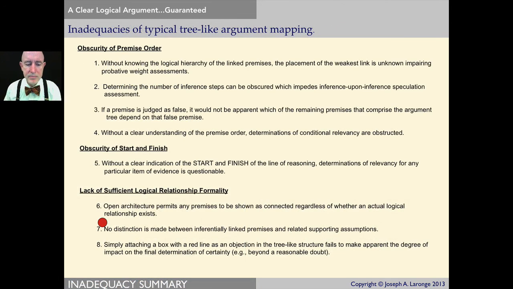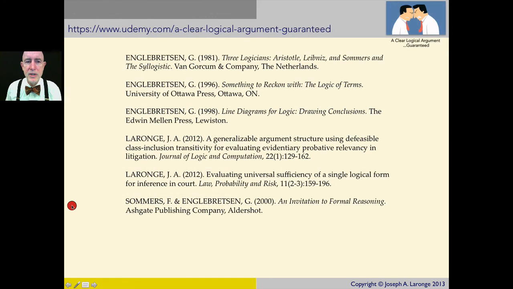So this is kind of a summary. I'm not going to read them all again here, of some of the problems with the typical tree-like argument mapping that fall under at least three categories. Here we've got the obscurity of premise order, the obscurity of a clear start and finish, and a lack of sufficient logical relationship formality. And these are some of the points we've discussed underneath that.